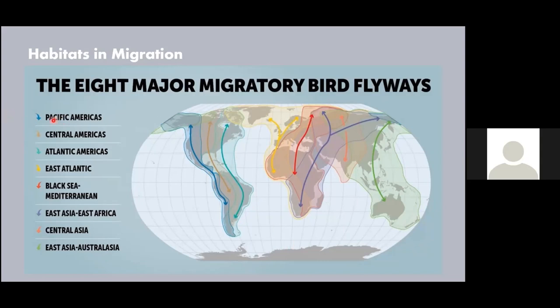So the first one is the Pacific Americas flyway. This is the Central Americas flyway. Then the Atlantic Americas flyway, East Atlantic flyway, Black Sea Mediterranean highway, East Asia, East Africa flyway, Central Asia, and East Asia to Australia highway.